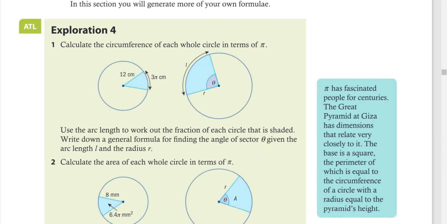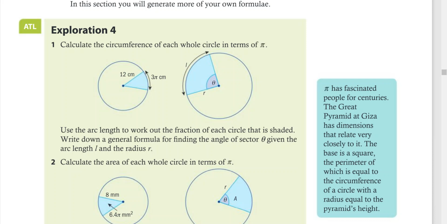Well, let's see. Use the arc length to work out the fraction of each circle that is shaded. Write down a general formula for finding the angle of a sector given the arc length L and the radius R. So it doesn't want an answer, it just wants us to write the formula. That's what we're trying to develop here. So it says use the arc length to write down a formula for finding the angle.